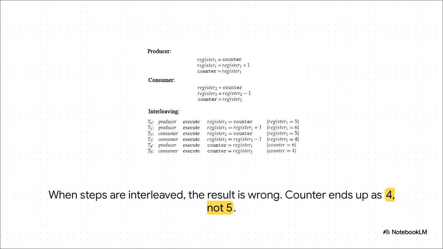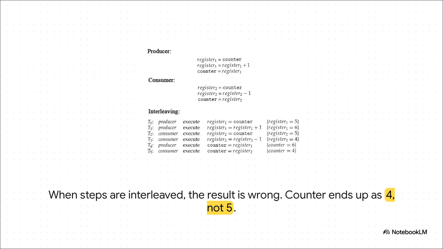So here's where the chaos happens. It's all about what happens when the computer switches between the producer and the consumer right in the middle of those 3 steps. Let's walk through it. Say the counter starts at 5. The producer fetches that 5 and calculates 6 in its register. But wait, before it can save that 6, the operating system interrupts it and lets the consumer run.